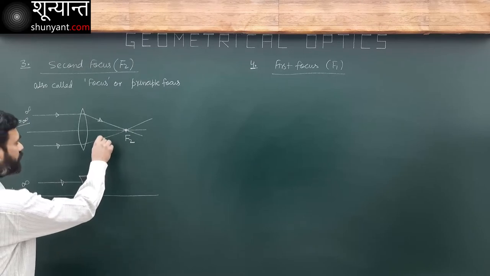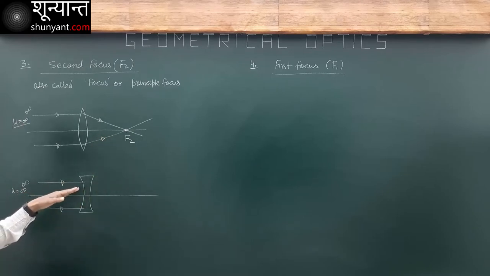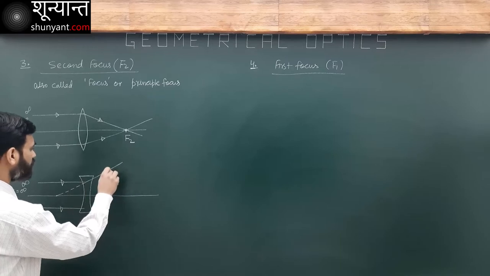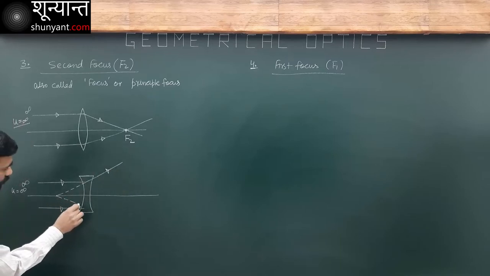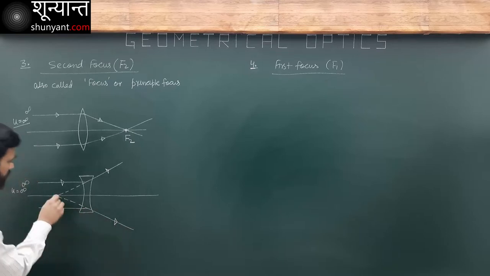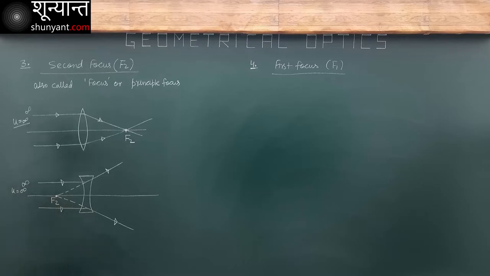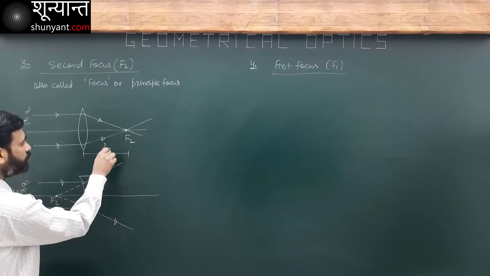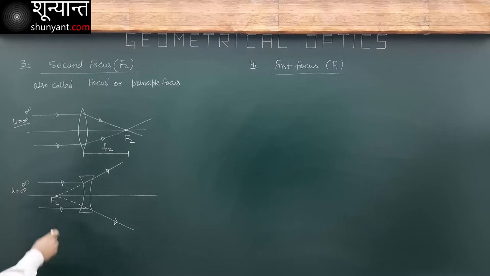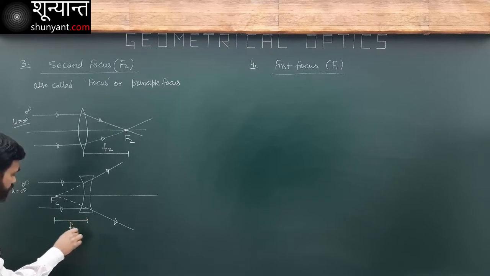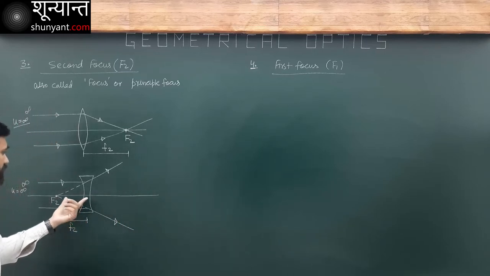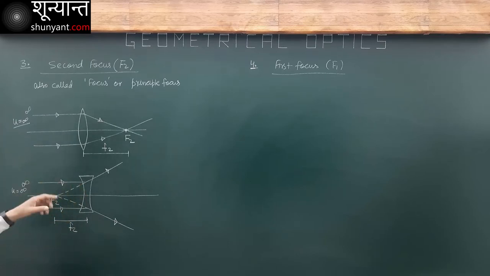In case of a concave lens, after passing through the lens, they are going to diverge from this point on the principal axis. This point is known as the second focus, F2. The distance between the optical center, the middle of the lens, and this second focus is the second focal length, F2. Here also, this will be the second focal length. Focus is a point. Focal length is the distance between the lens, the optical center, and the focus.